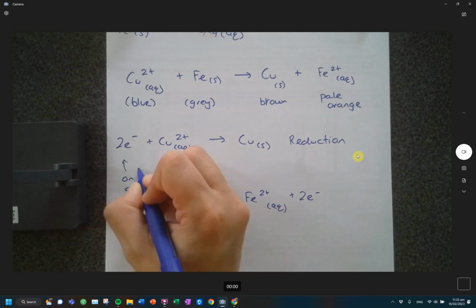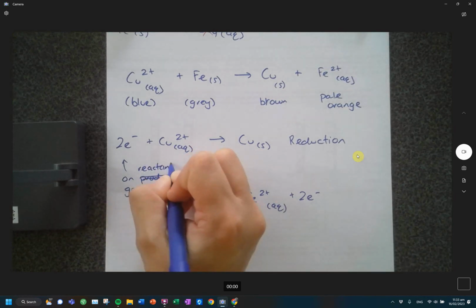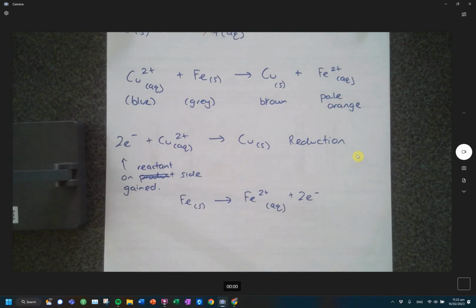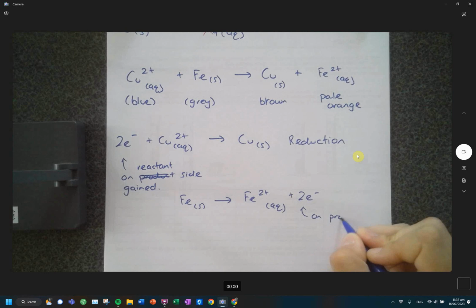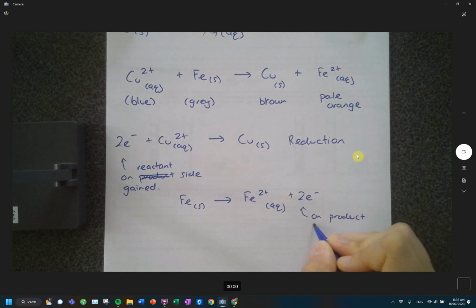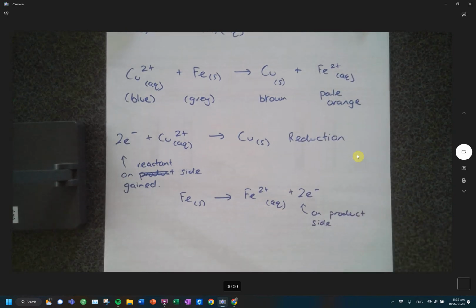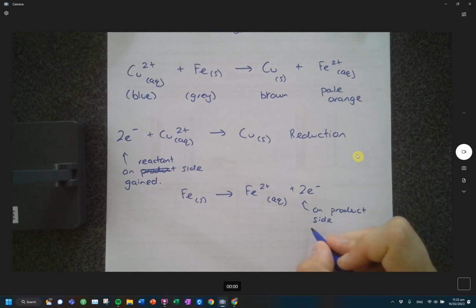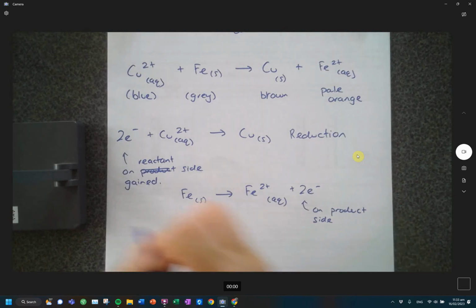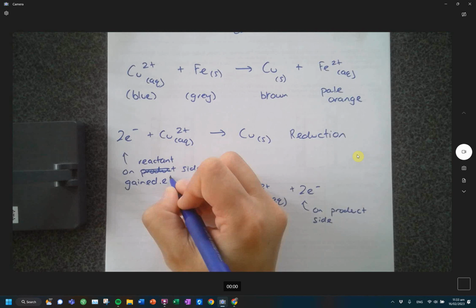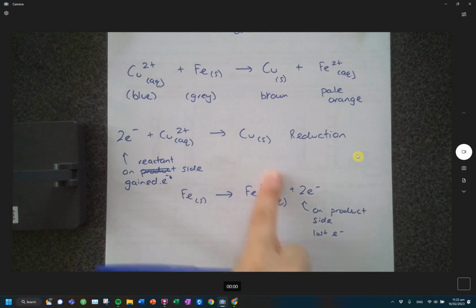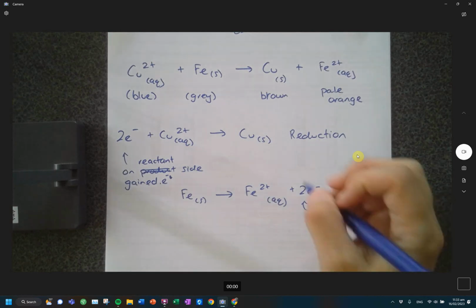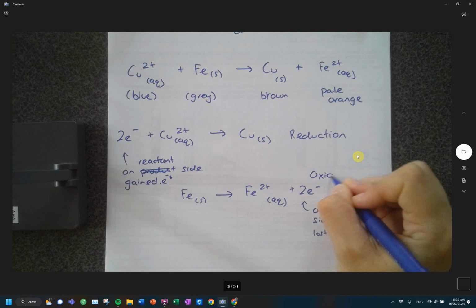Oops, sorry, that should say reactant side. No one caught that. You guys got to catch my mistakes. All right, so that one's on the product side. So that means my electrons have been lost. Gained electron. Lost electrons. So we see that the electrons that were with the iron have now been lost, and now I'm left over with the iron 2, and that is my oxidation reaction.